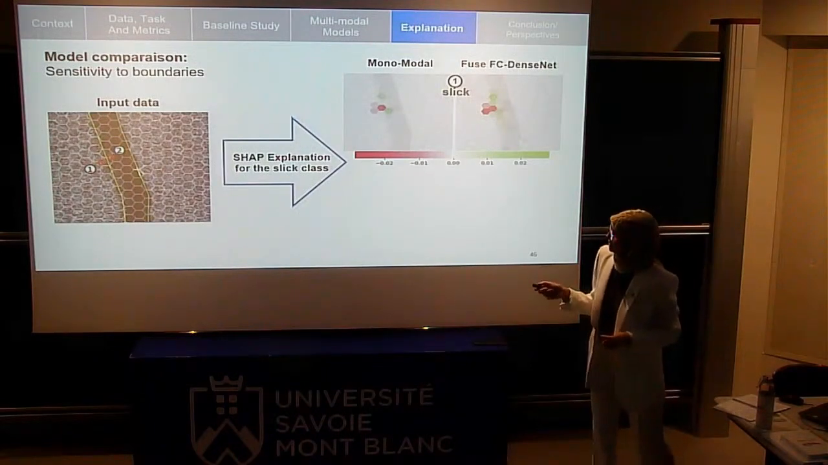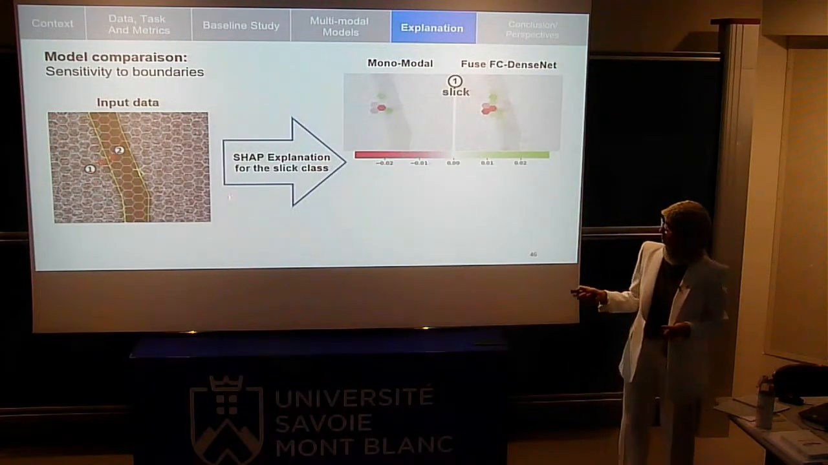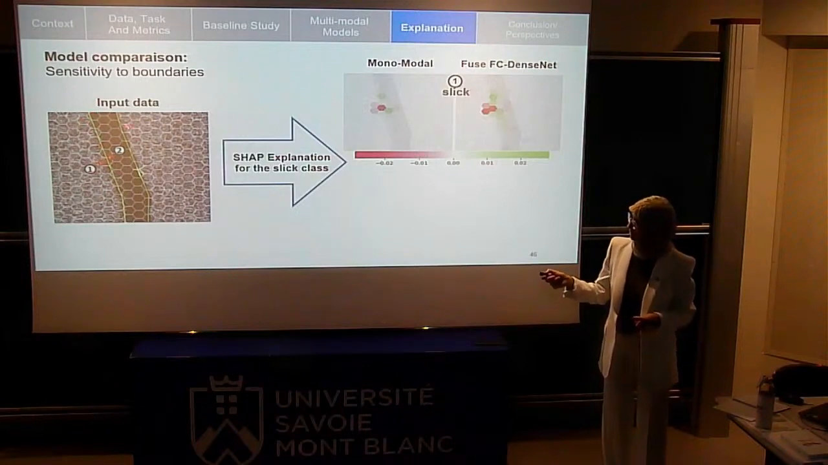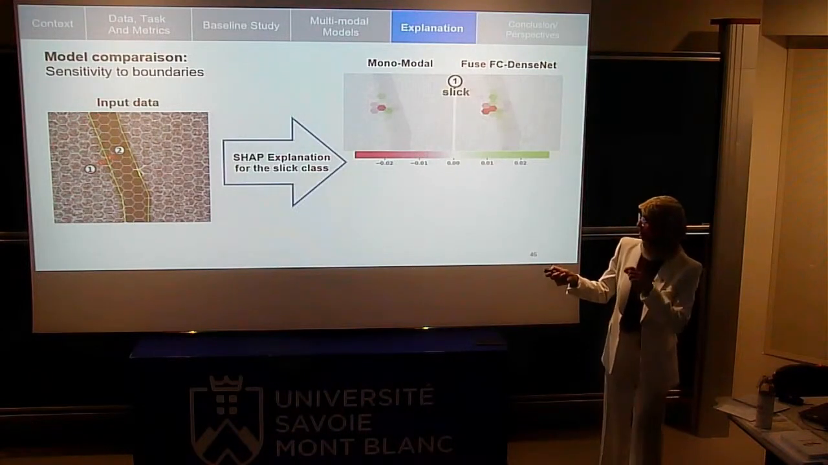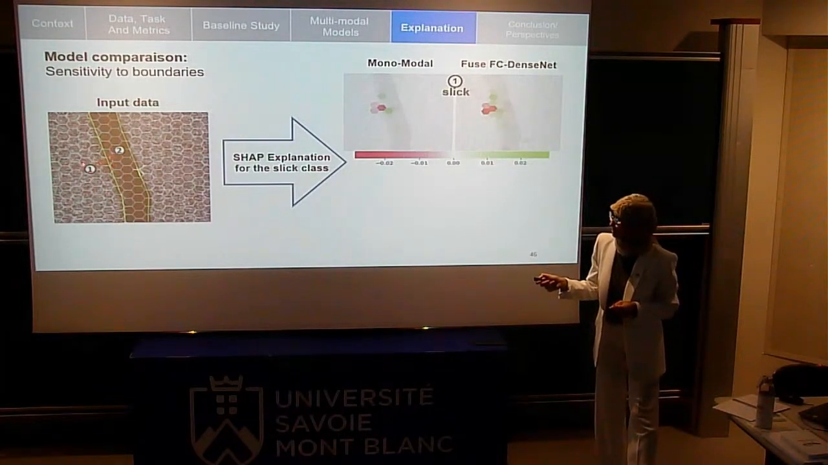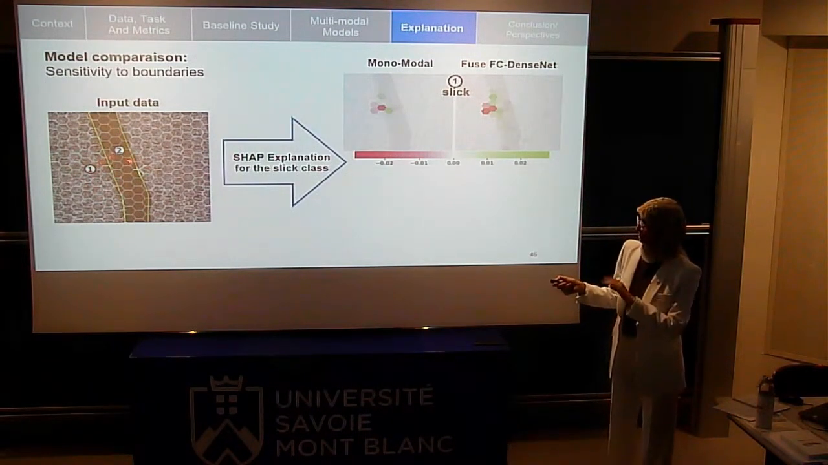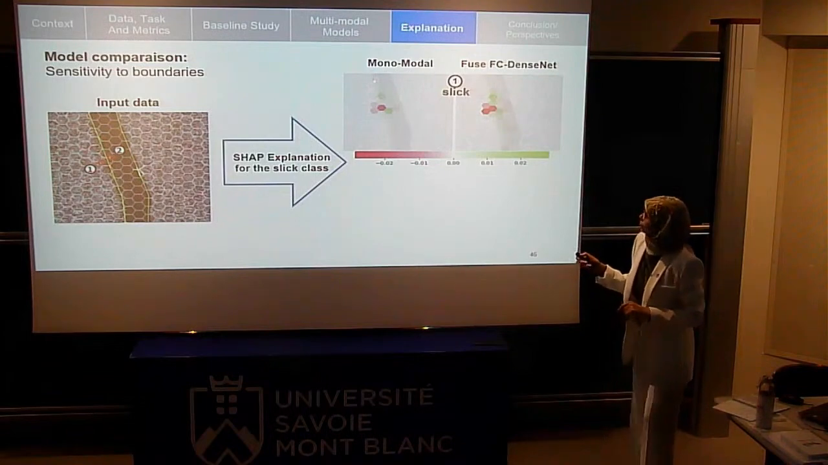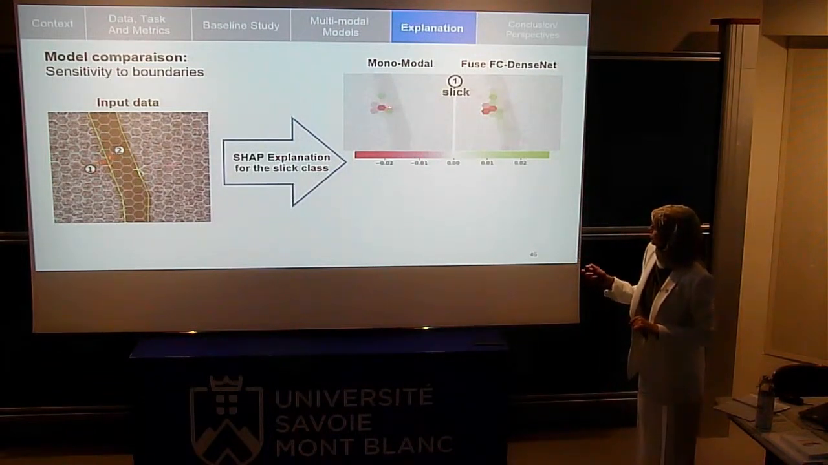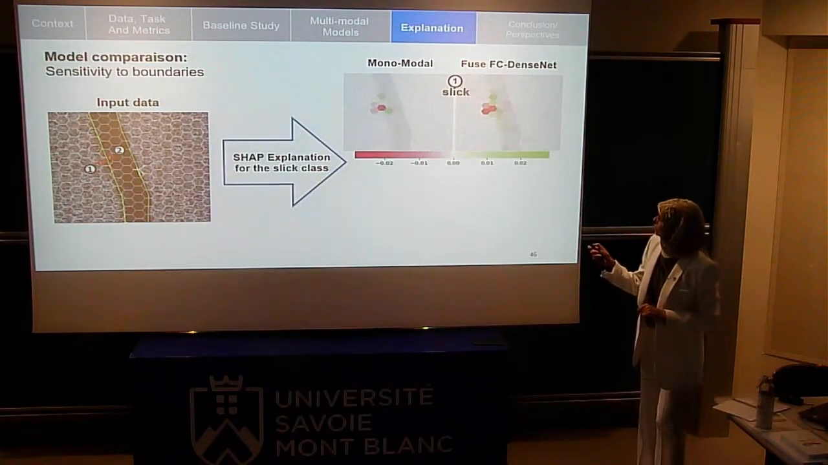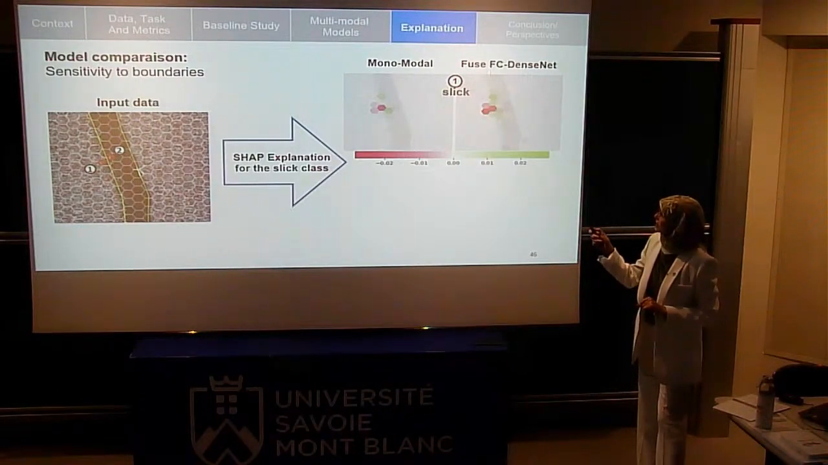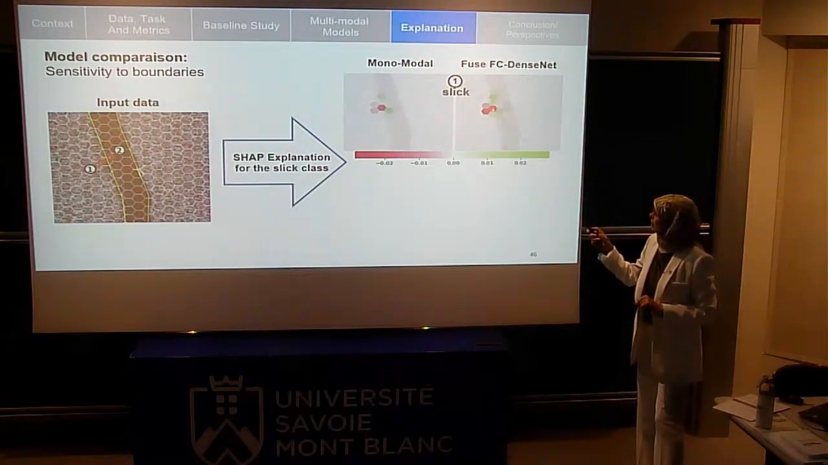Here we are going to study the sensitivity of the boundaries. We can see an example of a slick which is thin and large. We pick two pixels, one on the border in the side of the clean C and one inside the slick. We can see that the first pixel, which is on the border, is a slick pixel. We can see that the model is basing its detection on the boundary.